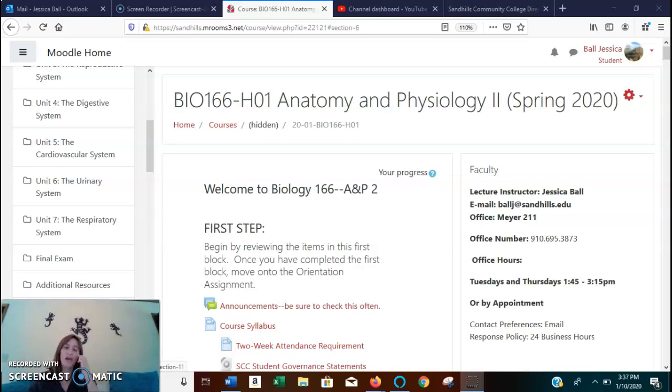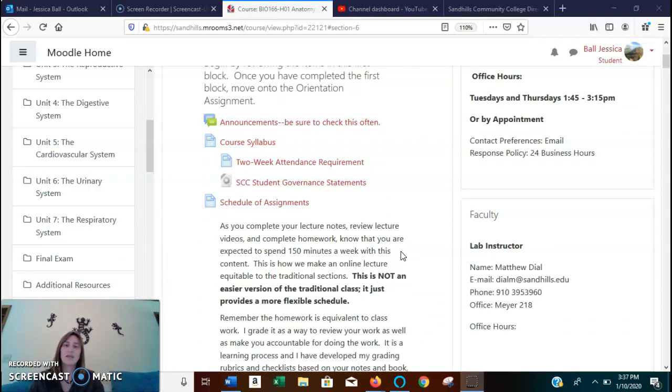So let's look at this middle portion here for Bio 166. Please make sure one of the first things you do, and throughout the entire semester, is check your announcements. This is where I put very valuable information about your homework and your tests or anything else that might be coming up.